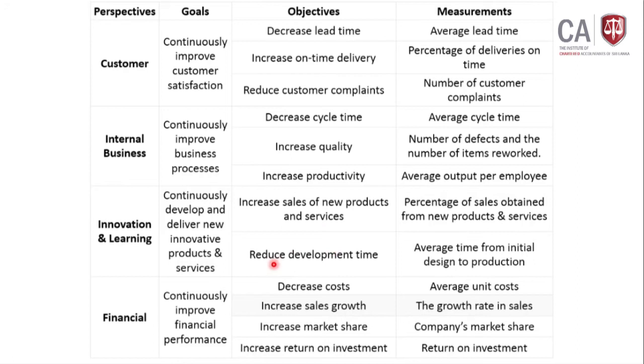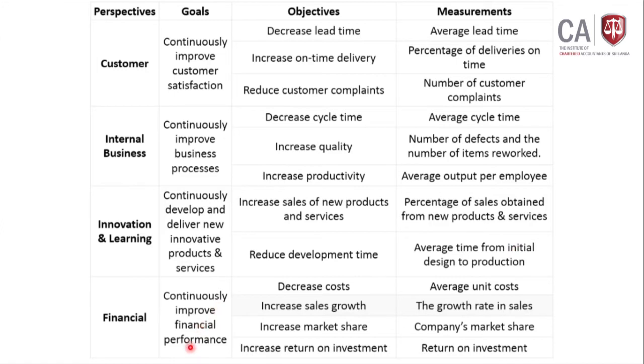Increase sales of new products and services, that can be the objective, and reduce development time. And what are the measures? Percentage of sales obtained from the new products and services, and average time from initial design to product. So these are the measurements that you can identify as quantitative facts.